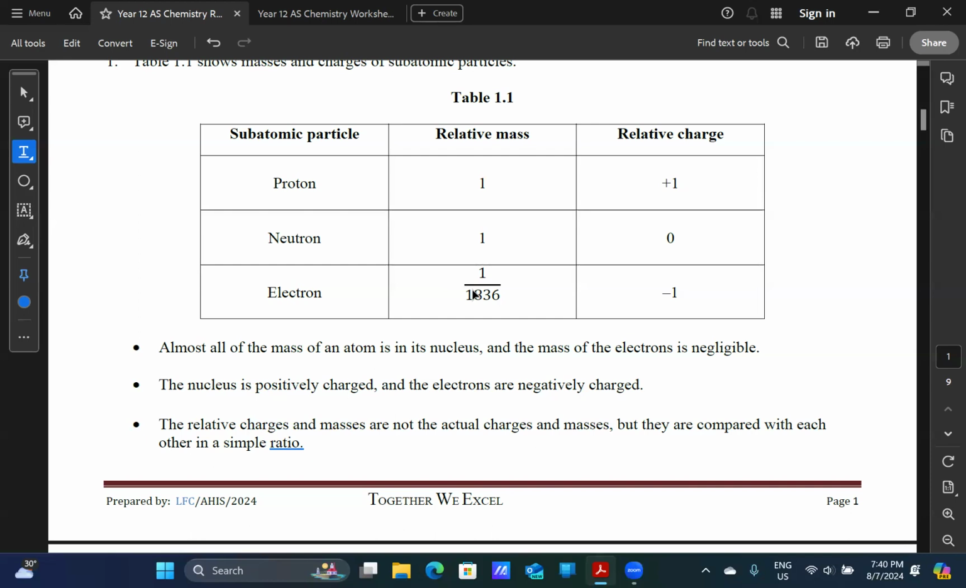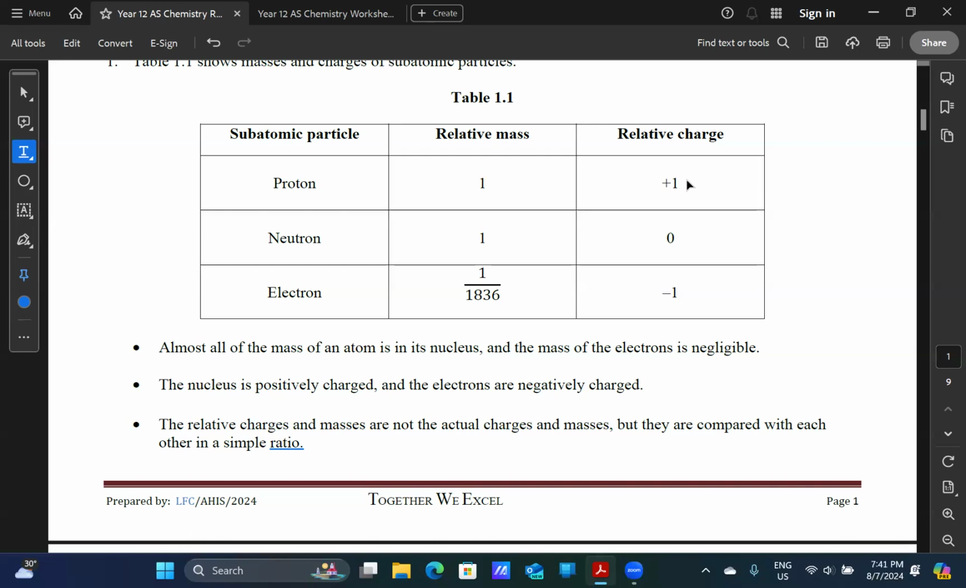Okay, so relative mass actually is the ratio. It's not their actual mass or actual charge. Please take note. We compare the mass of the 2 different subatomic particles. If they have the same mass, we put their ratio as 1 to 1. Please take note.